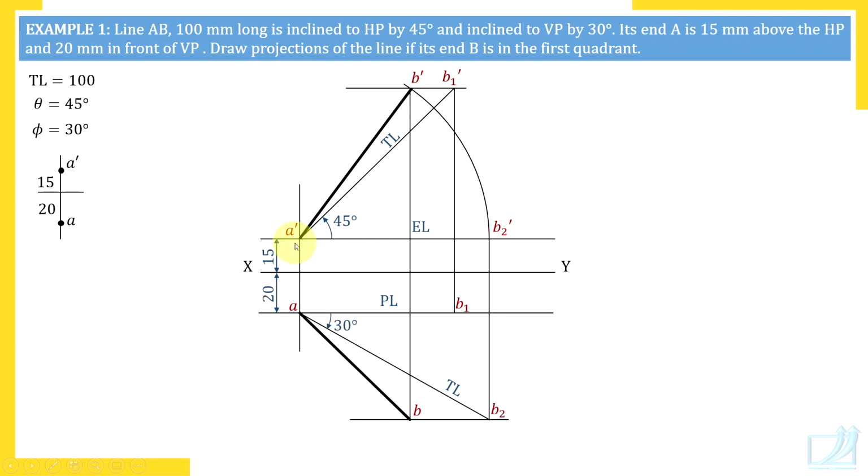distance of A dash and A we have inserted here, and true length we prefer to write outside the diagram, but in the diagram label TL. It is not necessary to label PL or EL. If you label it, no problem, but it's not necessary. But you label true length and write outside the numerical value of true length. So this is how we should insert the dimensions.